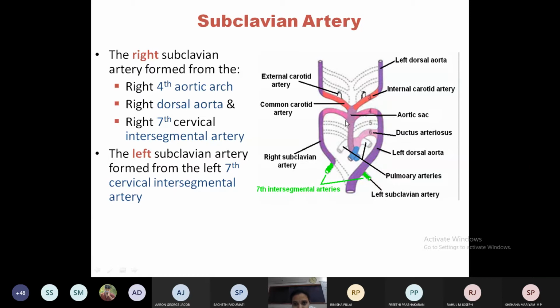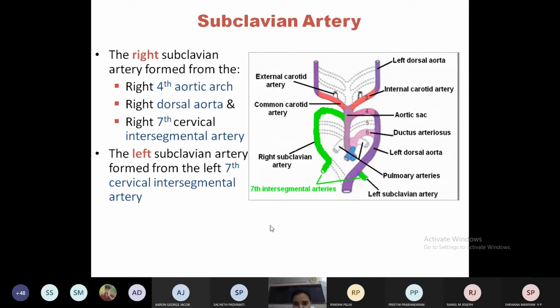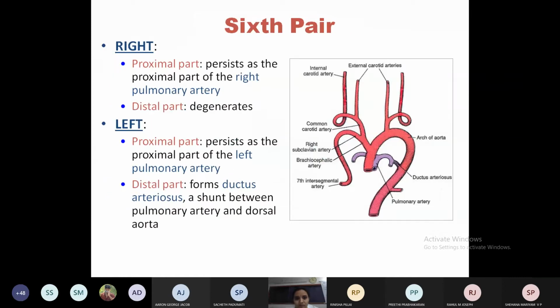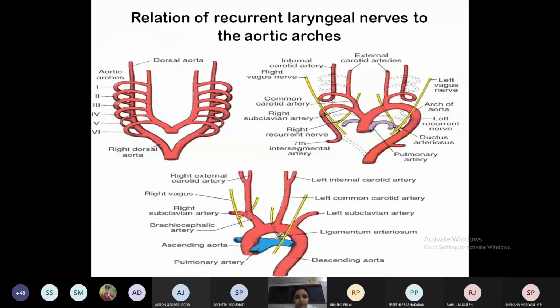Okay, so the subclavian artery on the right side is contributed by three parts: the proximal part, the right fourth aortic arch, the right dorsal aorta, and the right seventh cervical intersegmental artery. This whole thing is the right subclavian artery. The left subclavian artery is formed by the left seventh cervical intersegmental artery, this part only. Okay, so that is about the aortic arches and their derivatives.